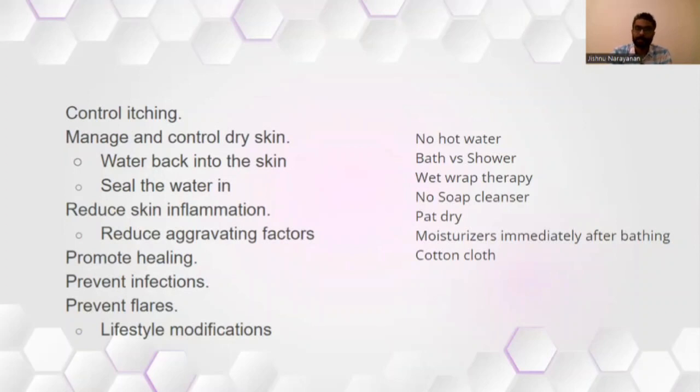And skin inflammation has to be reduced. For that, we can use lifestyle changes, we can use different methods of medicines, etc. But the aim is to reduce the skin inflammation, promote healing, and prevent infection. Secondary infections are very common, and one of the most common causes for triggers, so that has to be taken care of. And flare-ups should be prevented. So these are a few treatment aims which we should keep in mind before we come up with a prescription.